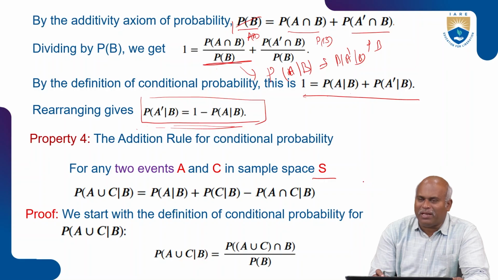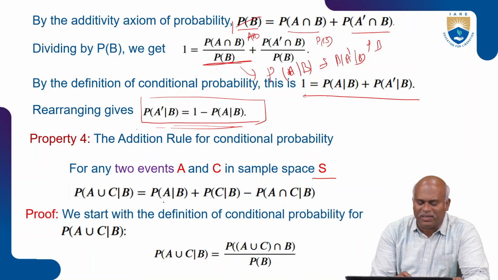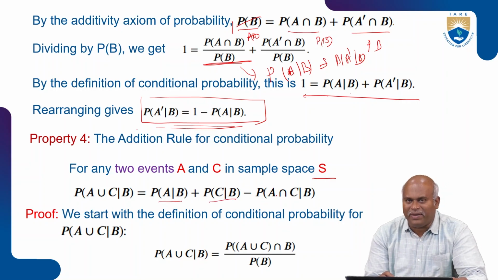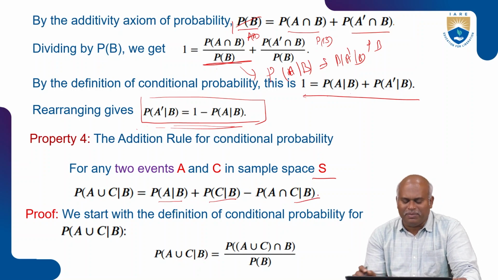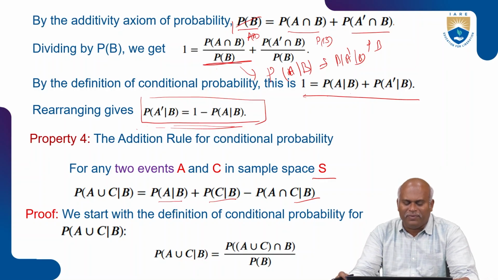Then I write the conditional probability of events: P of A union C given B is equal to P of A given B plus P of C given B minus P of A intersection C given B. We need to prove this additive rule property in conditional probability.